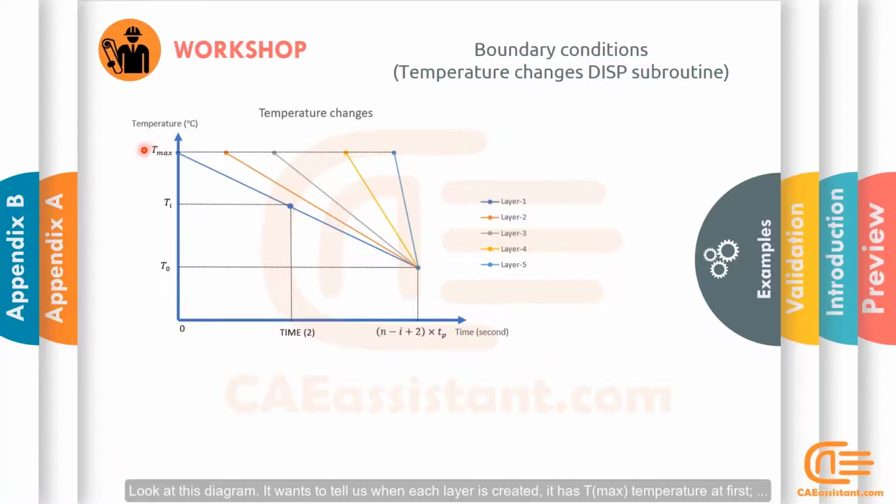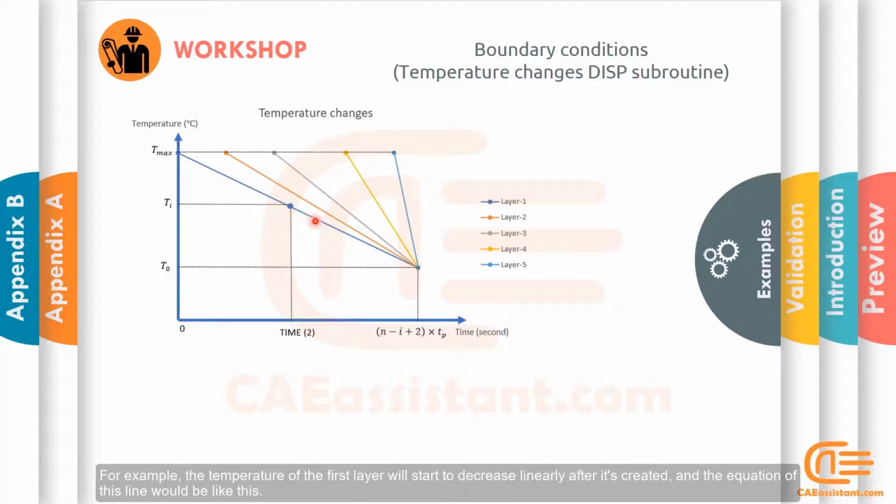Look at this diagram. It wants to tell us when each layer is created. It has T max temperature at first. In time, the temperature will decrease linearly to reach the T0 temperature at the end of the analysis. In other words, the temperature of each layer is high when it's created and it will cool down in time. We assume the temperature changes of the layers are linear.